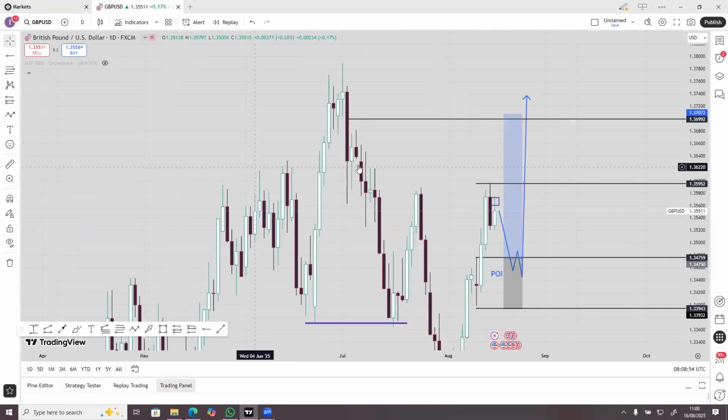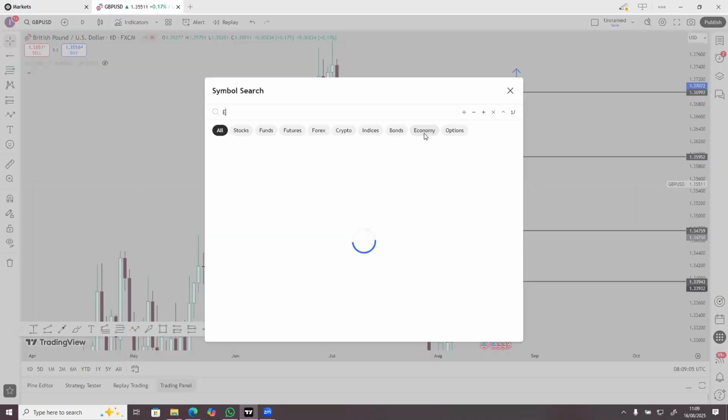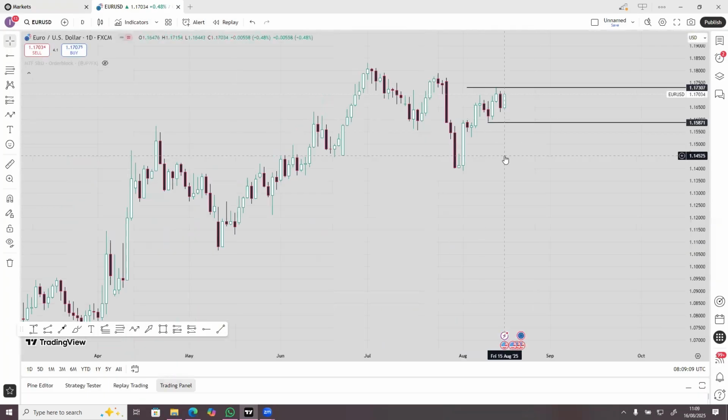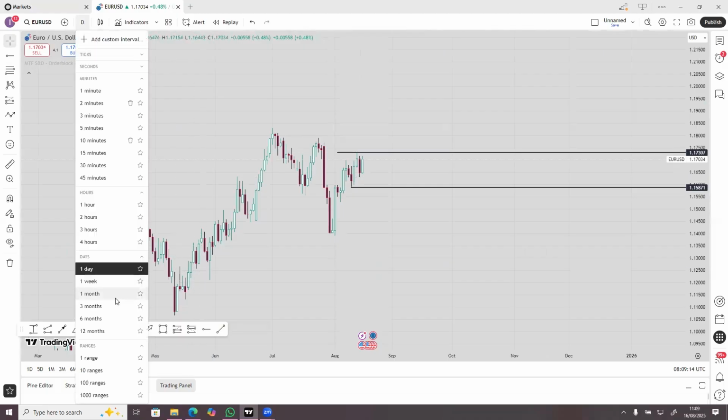So what you're supposed to do is be patient, wait for confirmation, and then enter that trade. That is it on GU. Let's see Euro USD. Euro USD also, let's start from weekly.